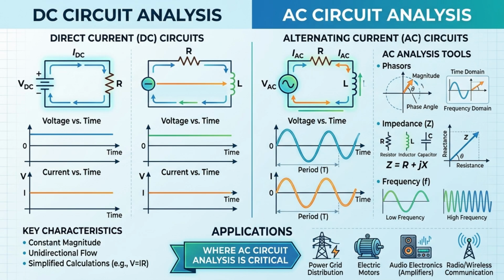AC circuit analysis is the study of electrical circuits driven by alternating current or voltage sources that vary periodically with time. Unlike DC circuits where values remain constant, AC circuits involve continuously changing signals, typically sinusoidal in nature, which require different analytical methods to understand their behavior.